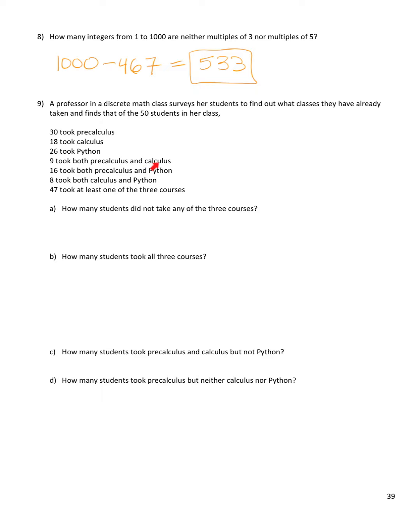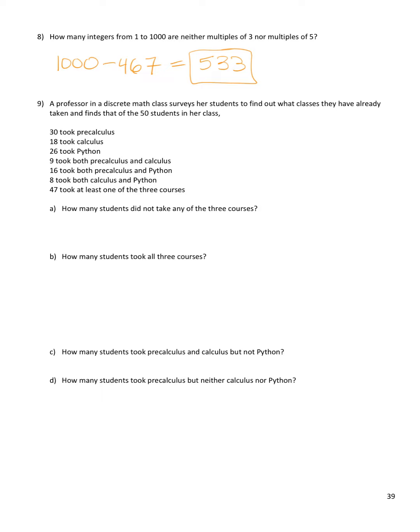Now, 9 took both pre-calculus and calculus. 9 checked off both of these things, but also potentially Python. We just know 9 took both pre-calculus and calculus. 16 took pre-calculus and Python, and 8 took both calculus and Python. Now, these 8 who took both calculus and Python, it does not exclude students who took all 3. So some of these students may have taken all 3. We don't know yet. And 47 took at least one of the 3 courses. So at least one. How many students did not take any?